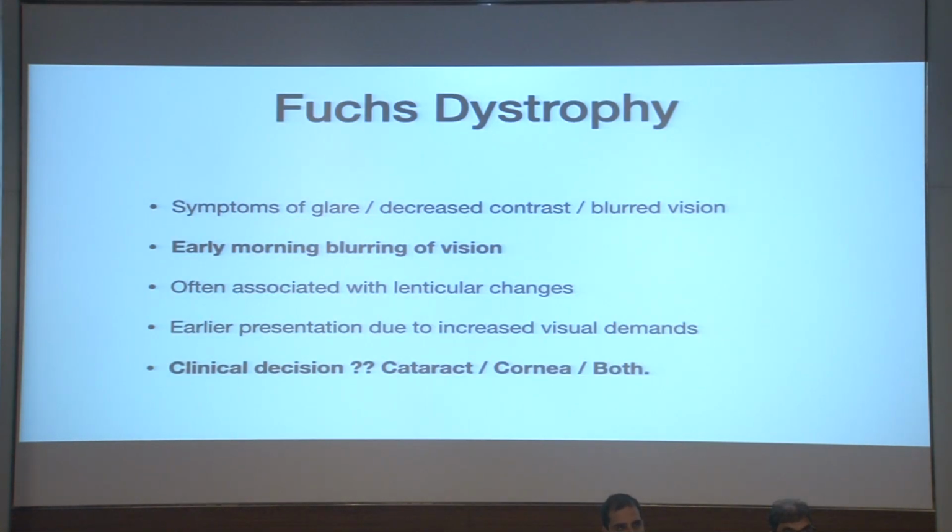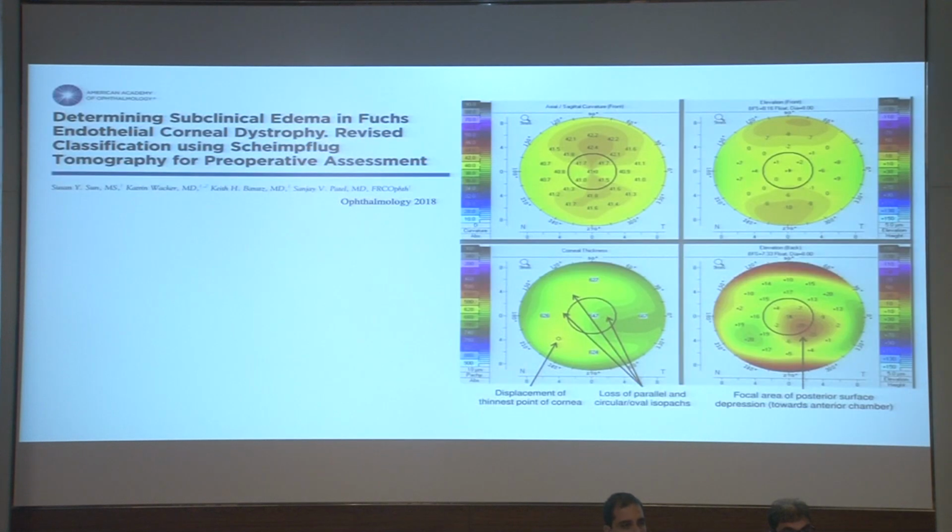Patients will typically come with early morning blurring of vision and glare at night, which can coexist with cataract as well. Sometimes these can be attributed to the cataract. Because of the combined problem with the cornea and the cataract, they can present early. So the decision will be whether you want to do the cataract alone or a combined surgery.